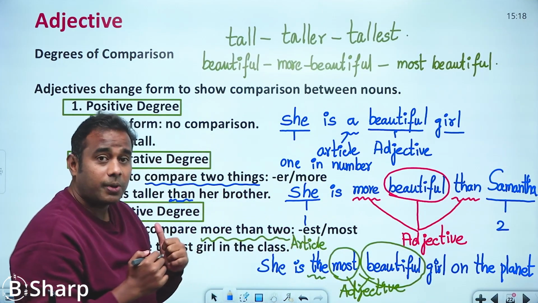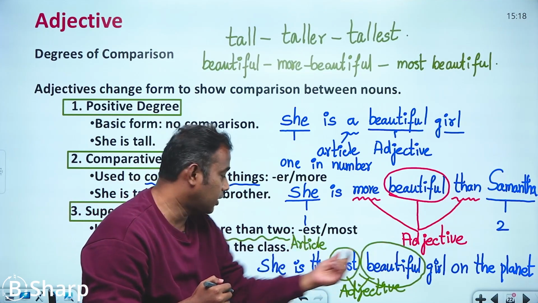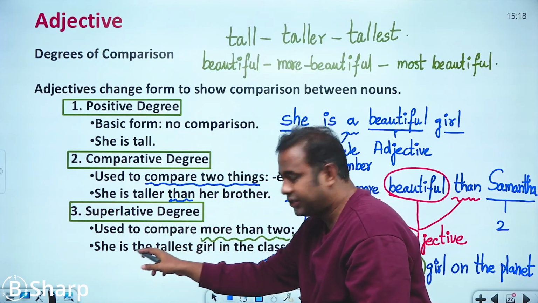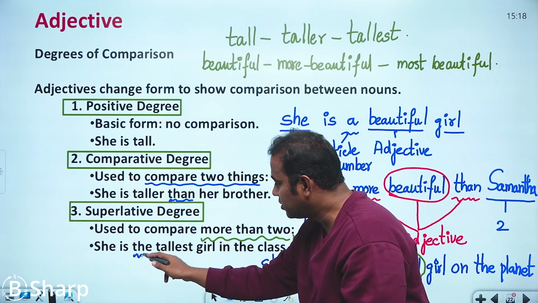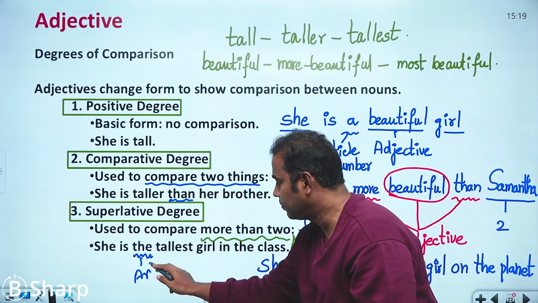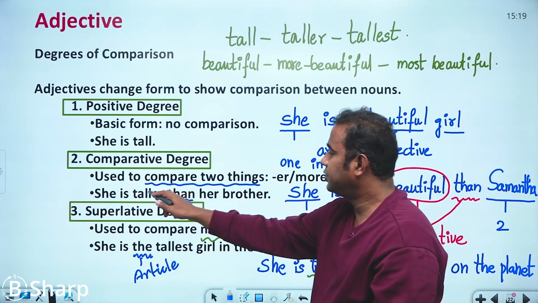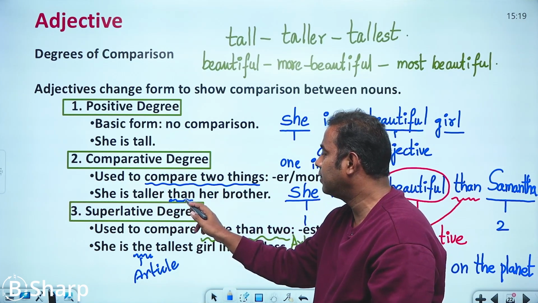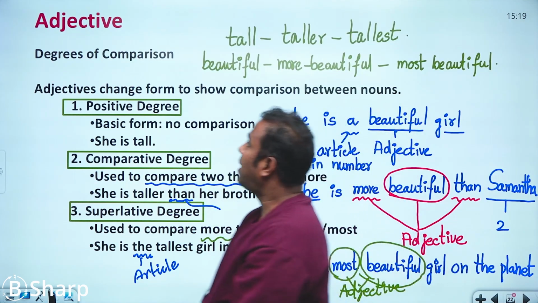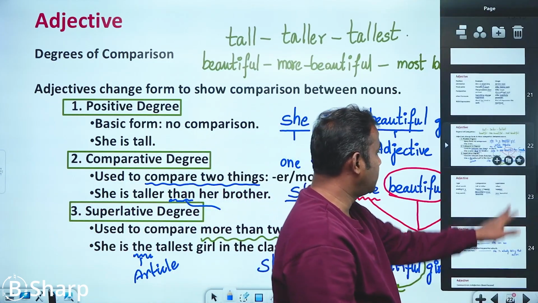In case you use a superlative, this is very important. She is the most beautiful girl on the planet. I have used the here, and also look at this: she is the tallest girl in the class. The article is used here. Whereas she is taller, taller than is a comparative. Than is generally used for comparison. This is the point you have to remember when you are using degrees of adjectives. So these are the things related to adjectives.